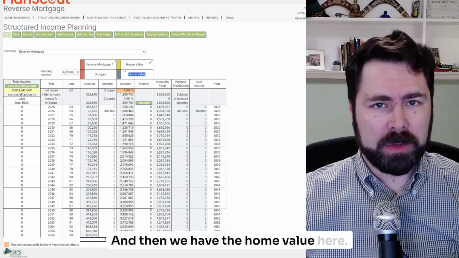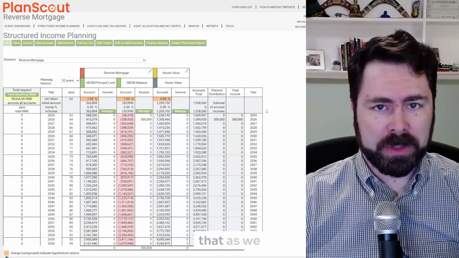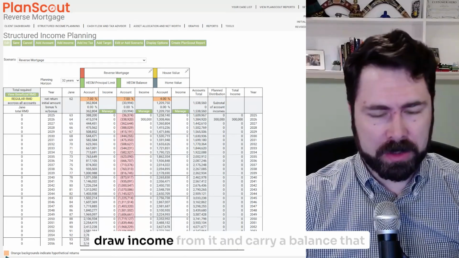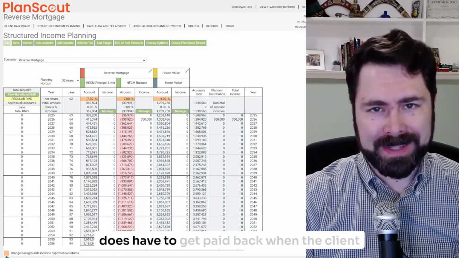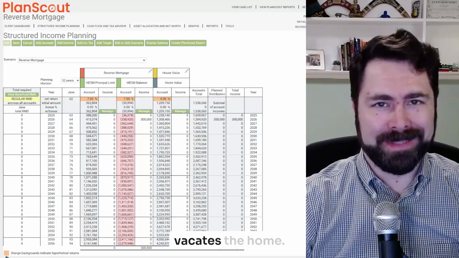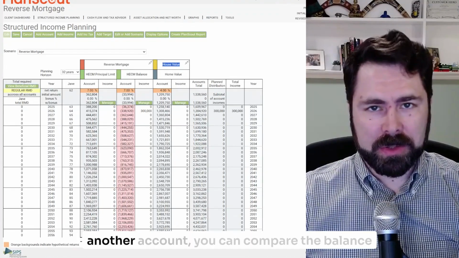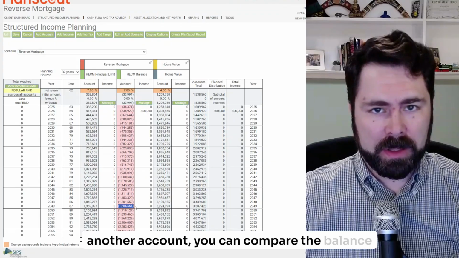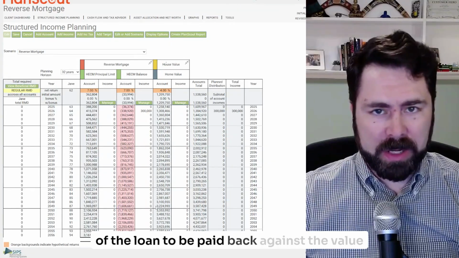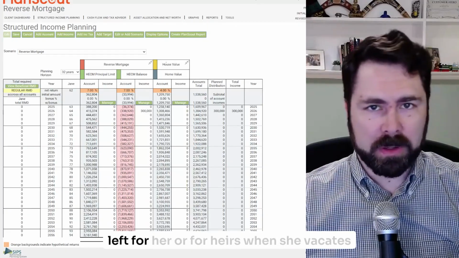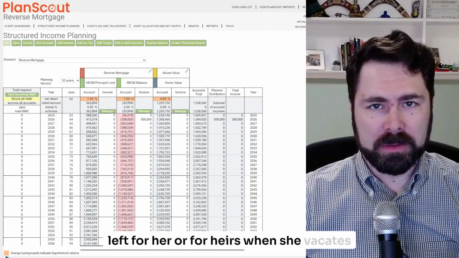And then we have the home value here. So Raygar, you made the good point earlier that as we use the reverse mortgage, as we draw income from it and carry a balance, that does have to get paid back when the client vacates the home. So if you put the house value here as just another account, you can compare the balance of the loan to be paid back against the value of the house to see how much equity might be left for her or for heirs when she vacates the home.